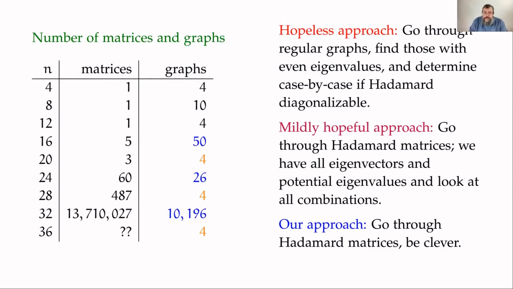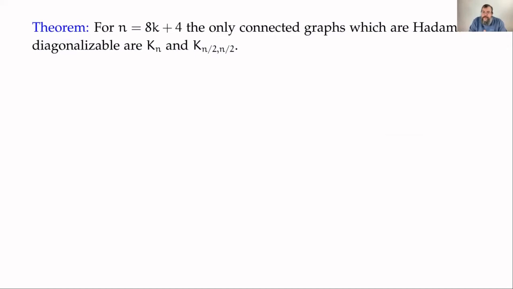So we know there has to be at least 4, so we just need to argue why there are exactly 4. All right, so here we go, a theorem. For n equals 8k plus 4, the only connected graphs which are Hadamard diagonalizable are the complete graph and the complete bipartite graph. Now, some quick facts, we just pause. Why does this finish it for us?